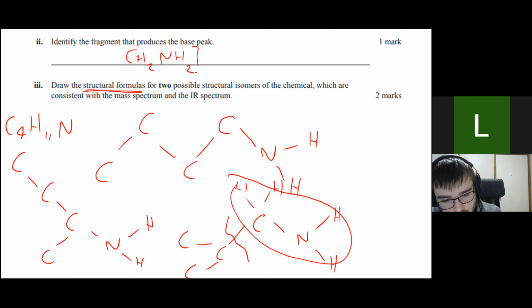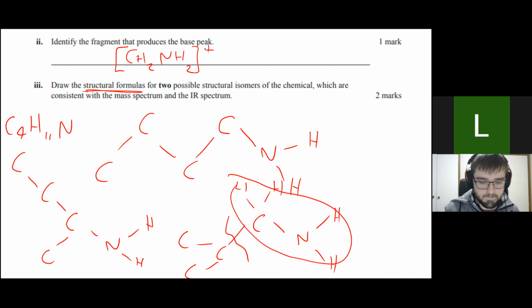Now, whenever you write a fragment, put the square brackets around it and put a plus on it, just to show that there's a positive charge on it somewhere, but we don't know exactly where the positive charge is. And we've actually drawn 3 possible structural isomers.